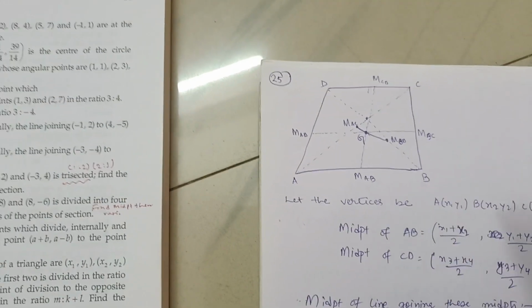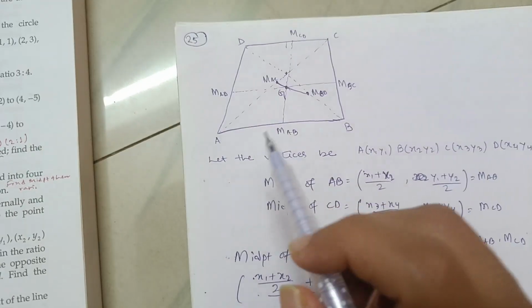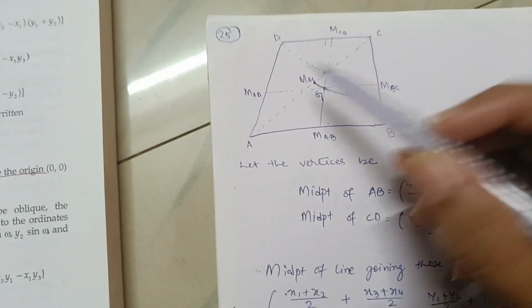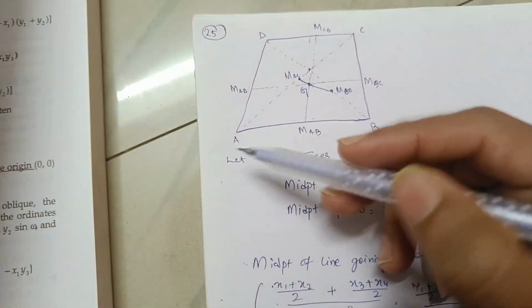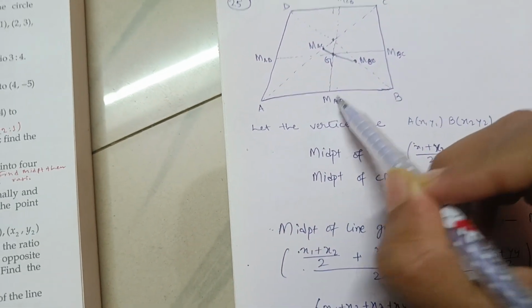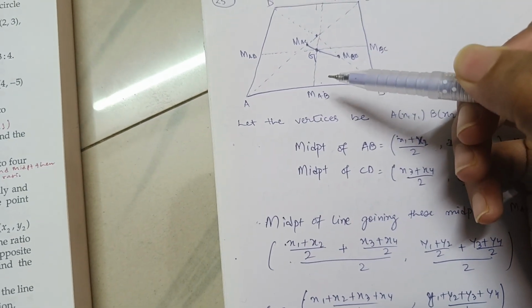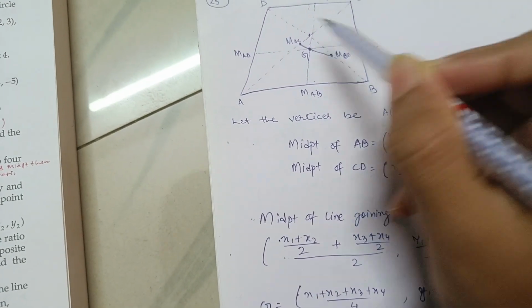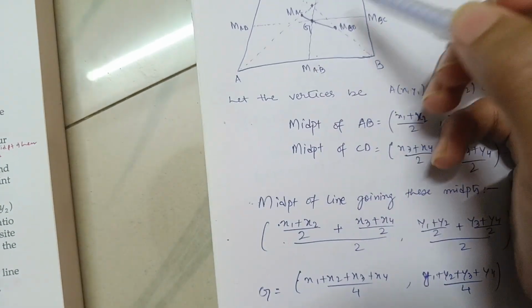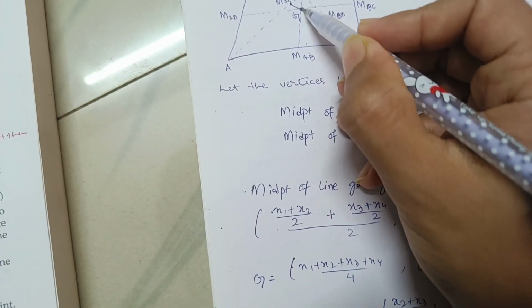So we have a quadrilateral ABCD. The question says the line joining the middle points of the opposite sides, meaning the line AB and the line CD, and the line BC and AD. Those are the opposites. So it says the line joining the midpoint of this line and the midpoint of the opposite side, and the diagonals, all will pass through a single point.